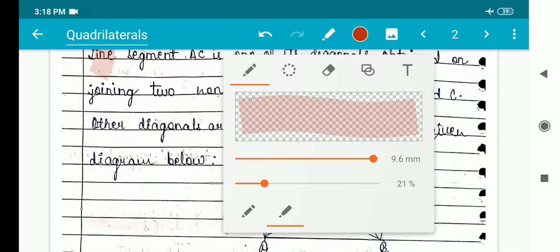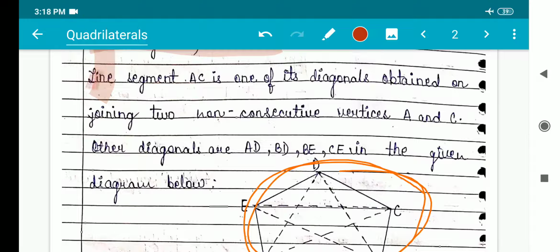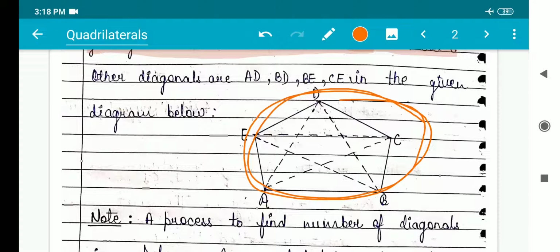We can see in this figure, this is a pentagon and its diagonals are given in this figure. The line segment AC is one of its diagonals, obtained on joining two non-consecutive vertices A and C. Here we can see point A, point B, point C, point D and point E. There is one diagonal, that is AD. In this figure you can see that we have connected point A to point D, which is not the neighbor of point A. This is simply called a diagonal.